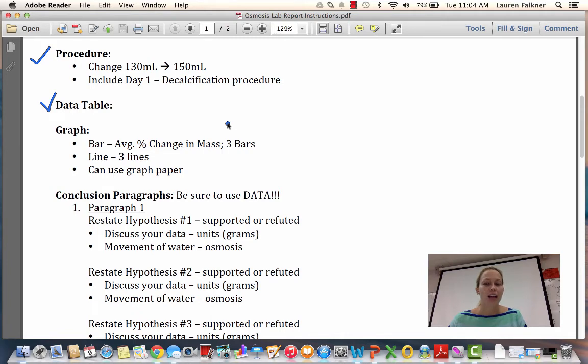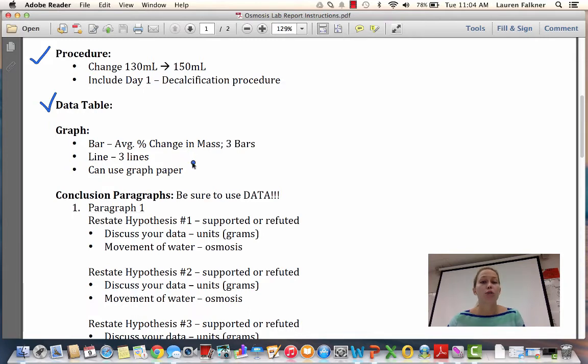Add those all together, divide them by 5. Get your average percent change in mass. You're going to be creating 3 bars. For your line graph, if you do a line graph, remember that time will be on your x-axis, hint, hint, nudge, nudge, wink, wink, and you'll be having 3 lines. So be sure on your graph that you're going to need to include a key because you've got 3 different types of solutions going on.